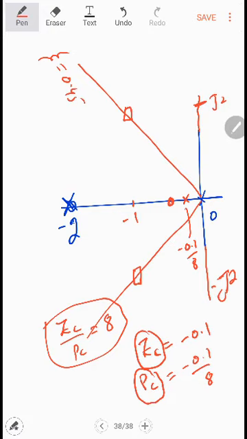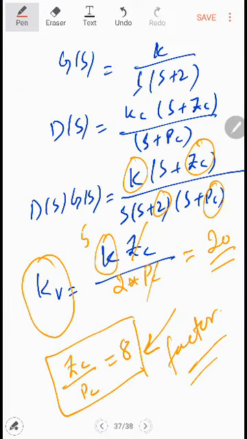And the zero, ZC, is at what? It is at -0.1. So you see the pole is approximately at 0, and the zero is at -0.1, and they are close enough to each other. You see that they will cancel the effect of each other, but here the gain will be improved, which is equal to 20. So we improve the gain of the system.